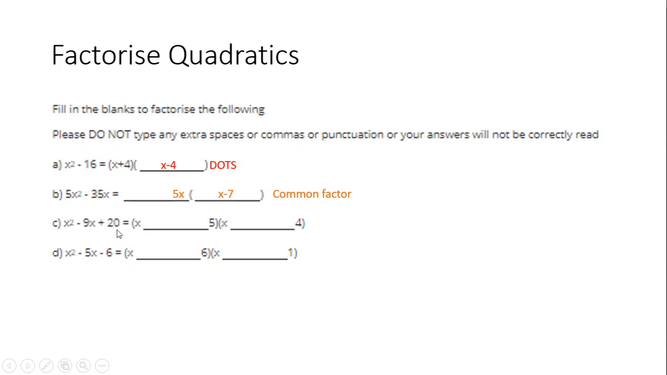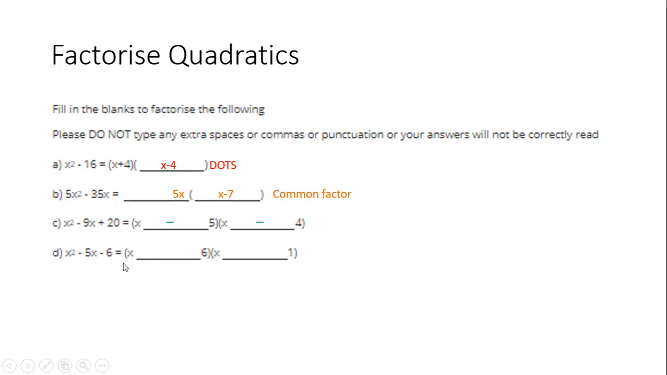Okay, next one. This is a 3-term quadratic, and it looks like it's already done for you. I've given you the x's in both brackets, which will make your x squared. And you've got your numbers as well. 5 times 4 would make positive 20, and 5 plus 4, does that make negative 9? No, 5 plus 4 doesn't make negative 9. I need to think about my signs here. If I make this negative, could that still be positive 20? It could if they're both negative. Negative 5 times negative 4 makes positive 20, and negative 5 plus negative 4 makes negative 9.